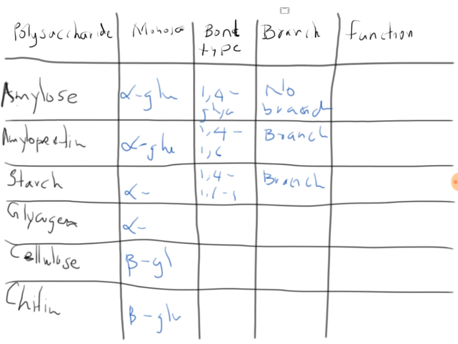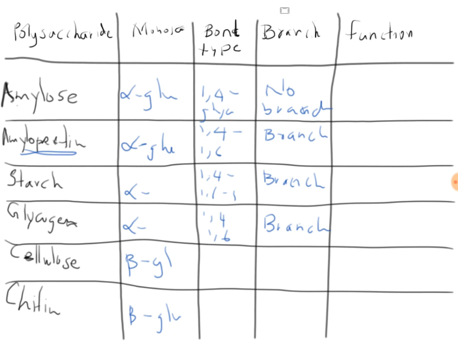And for glycogen, what can you remember about glycogen from my earlier video? I said it's very similar to amylopectin, right? So it contains 1,4 glycosidic and 1,6 glycosidic bonds. That means they also have branches.